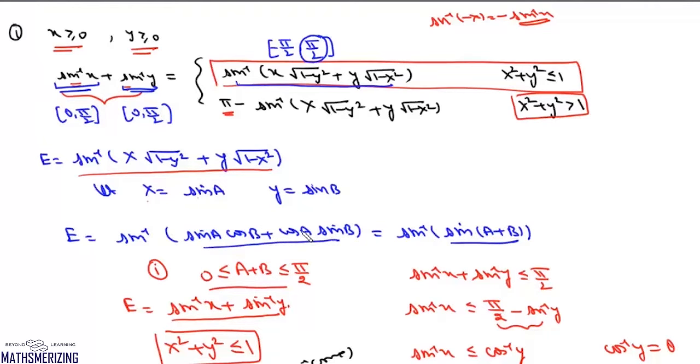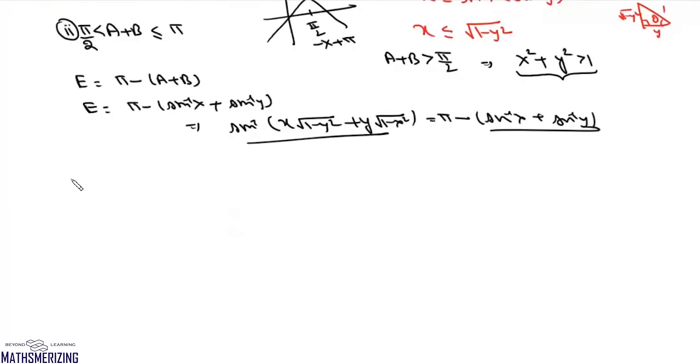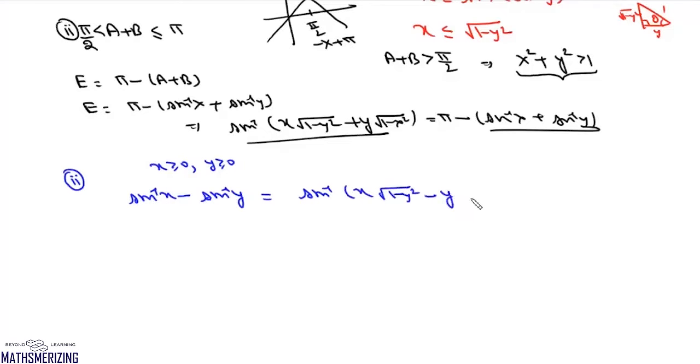In the same way, we can prove the formula for sine inverse x minus sine inverse y. And here also we have taken x and y, both of them, as positive numbers. Now sine inverse x minus sine inverse y will be sine inverse x under root 1 minus y square minus y under root 1 minus x square, as the formula is sine a cos b minus cos a sine b.